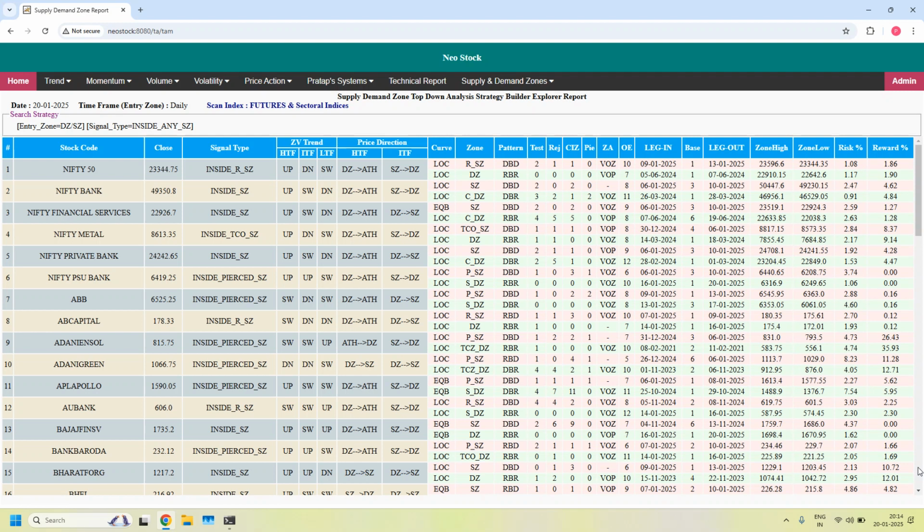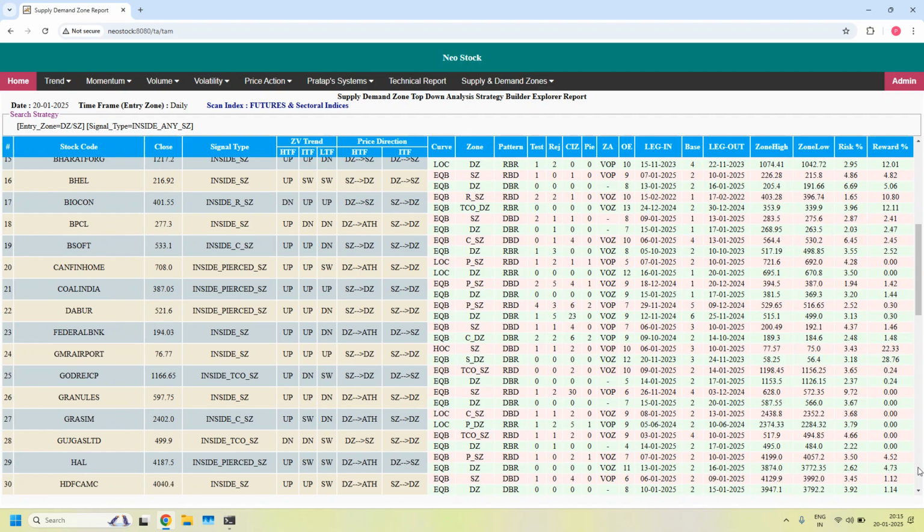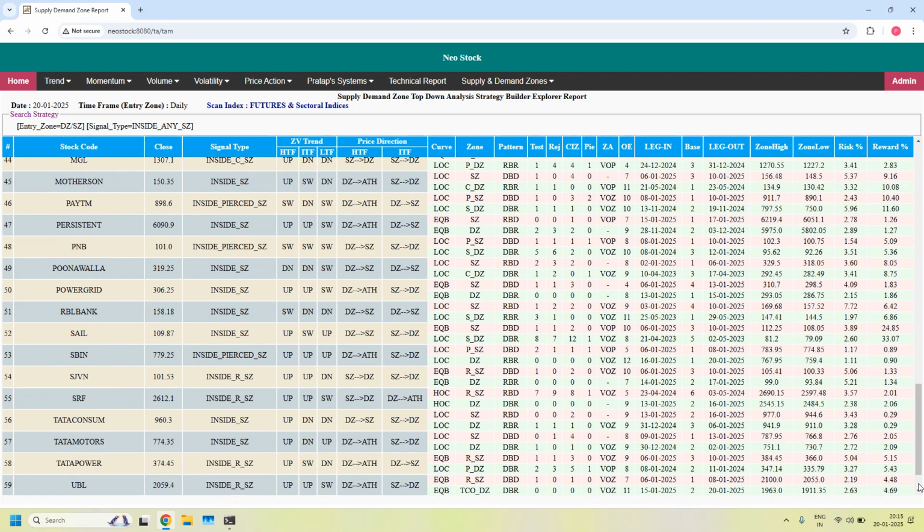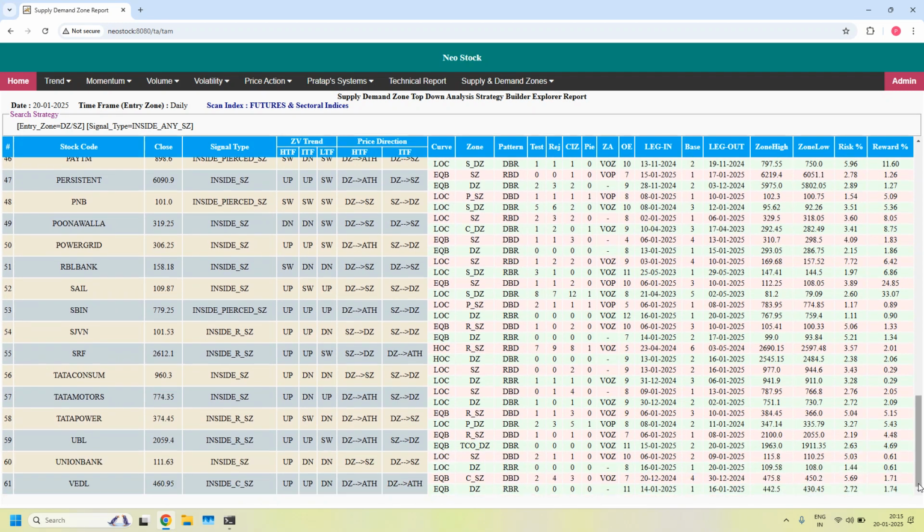Nifty 50 is closed inside high liquidity daily supply zone. BANKNIFTY closed in the supply zone. Nifty Financial Services closed in the supply zone. Okay, I'm scrolling the list down for reference purposes. So total 61 stocks are filtered.